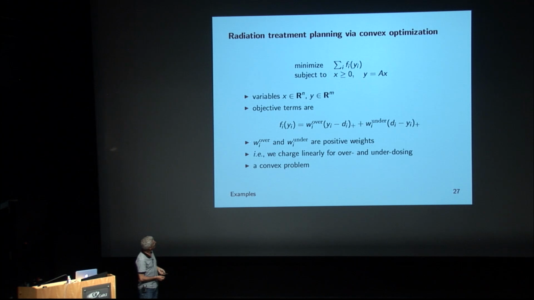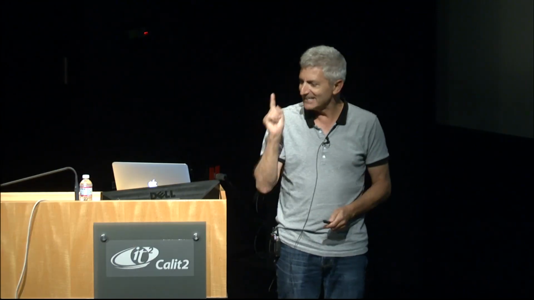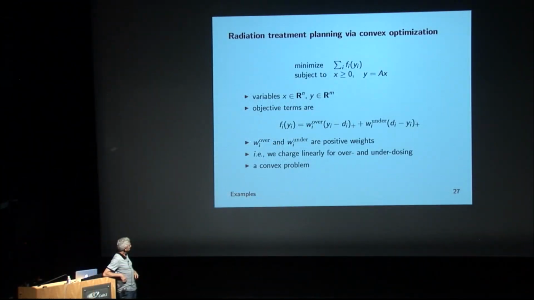Di minus yi, that's supposed to be a minus. That's a typo. Oh, no, sorry, it's correct. I switched di and yi and confused myself. Okay, sorry. Di minus yi, that's the dosage minus delivered. If that is positive, it means you underdosed. So here we charge for underdosing too. And so these are weights, and the radiation oncologist would fiddle with the weights to get what they want. So that's the idea. That's a convex optimization problem.